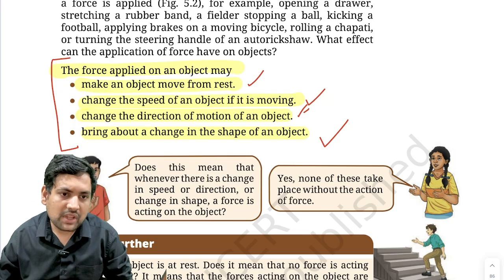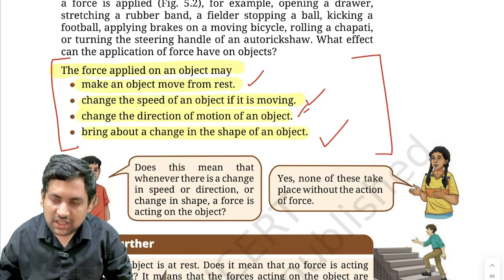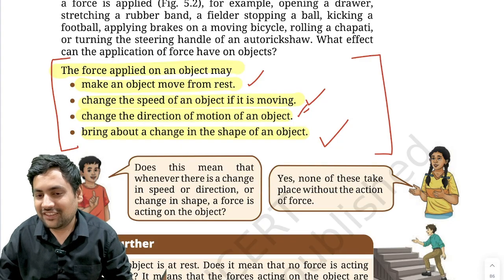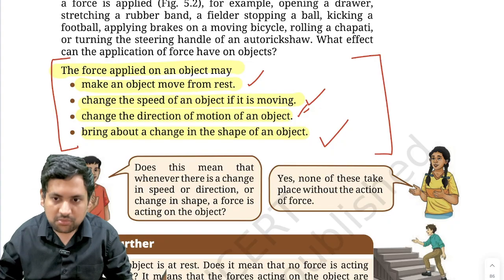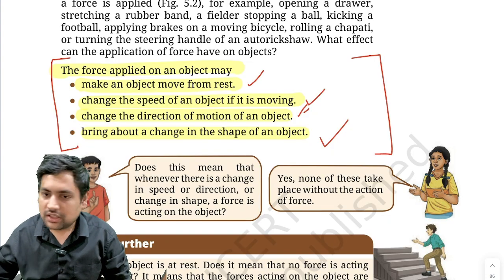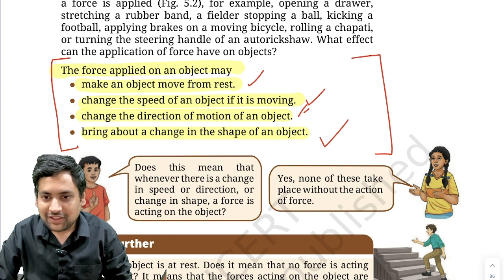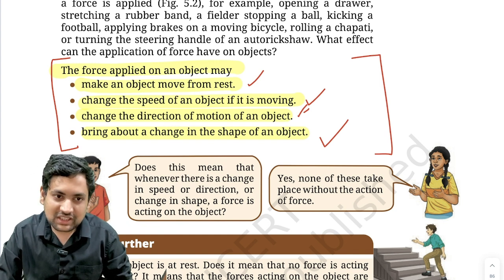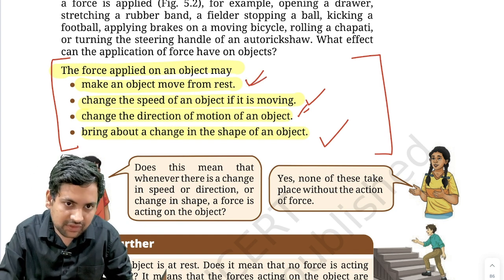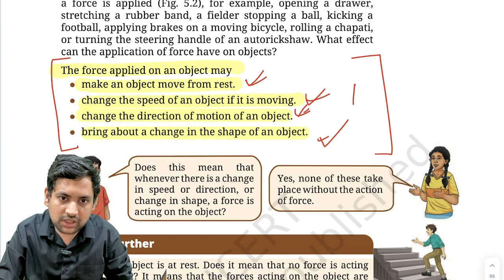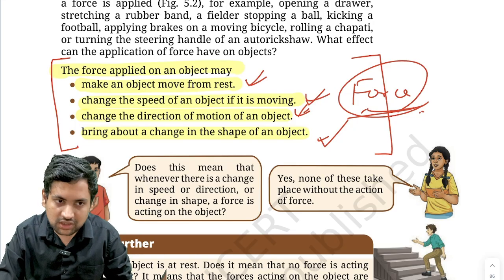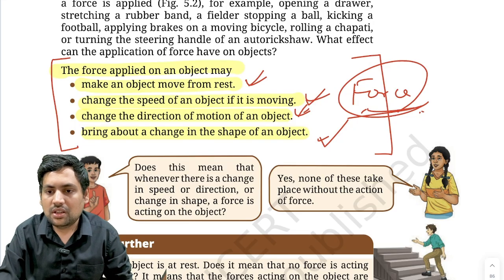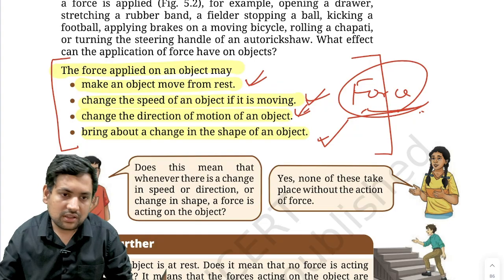All these you understand. Now, this is according to Newton's first law of motion, that a body in motion remains in motion and a body at rest remains at rest unless and until an external force is applied to it. If you don't remember, that's fine. For any of these changes to be caused, you need a force: to move an object, to change its speed, its direction, or its shape. Otherwise, objects remain as they are.